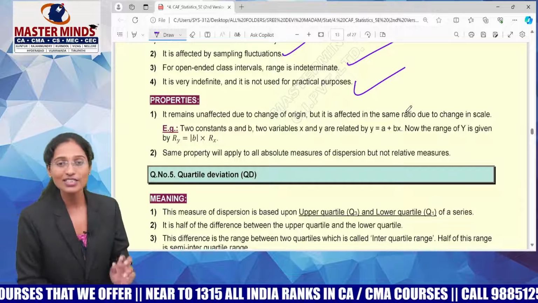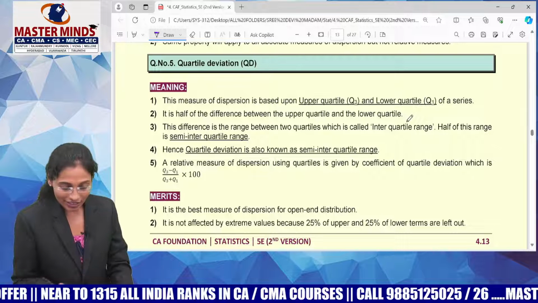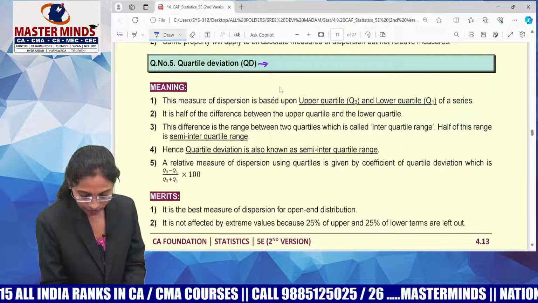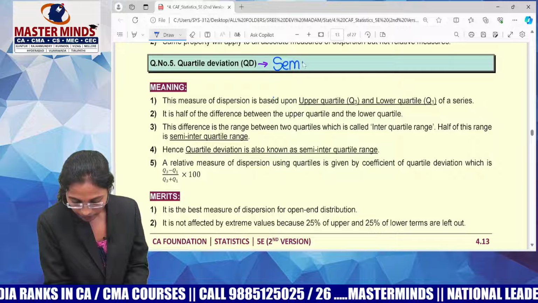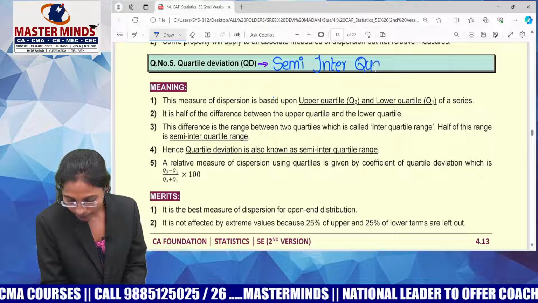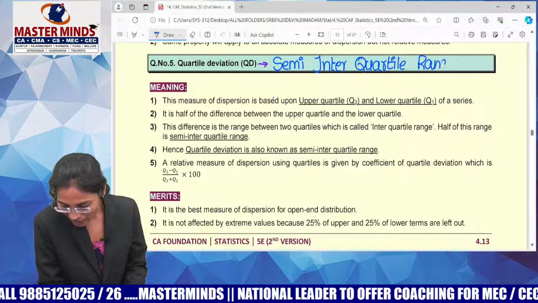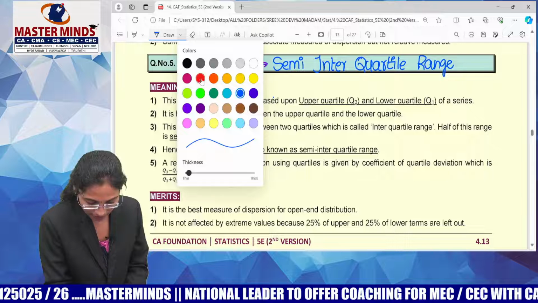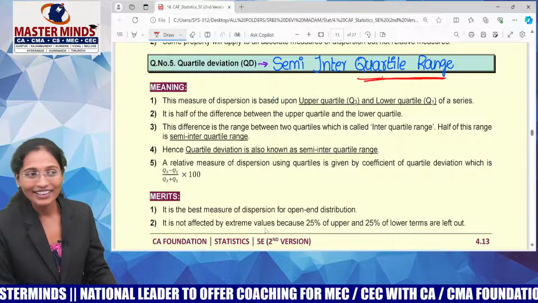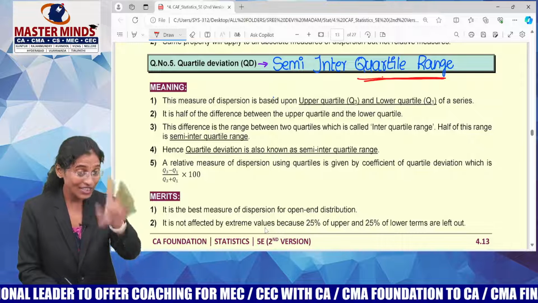Now, coming to the next concept called quartile deviation. What is a quartile deviation? Guys, quartile deviation is also called semi-interquartile range. Let's talk about the last word. What is your last word? Quartile range. Do you guys know what quartiles are? Yes, we know very well. How many quartiles will be there? 3 quartiles. What are they? Q1, Q2, Q3. Tell me guys, which is the highest quartile?